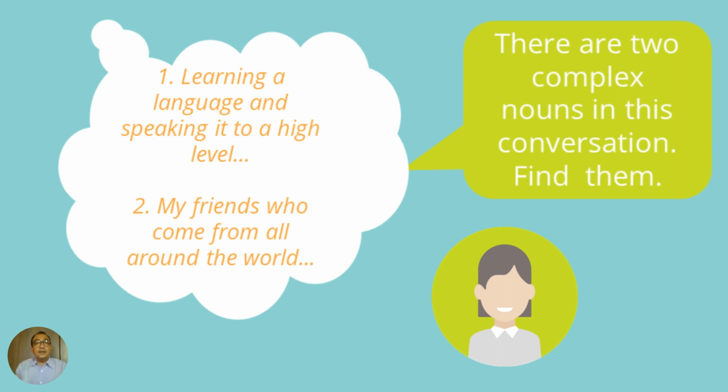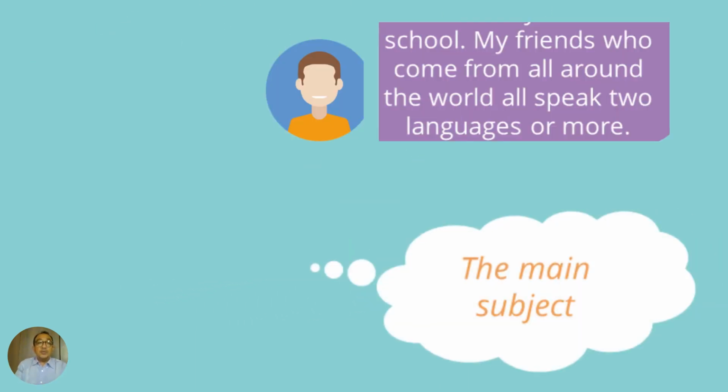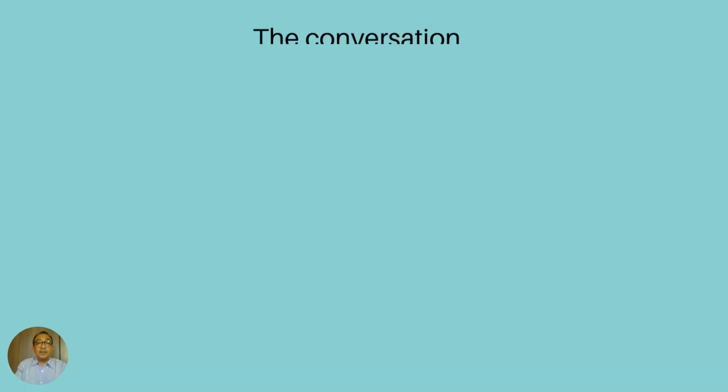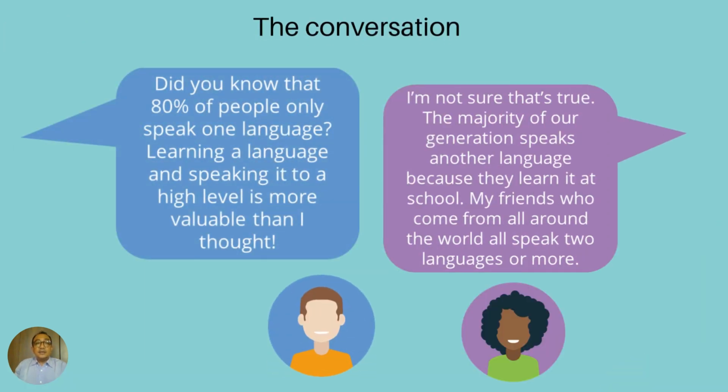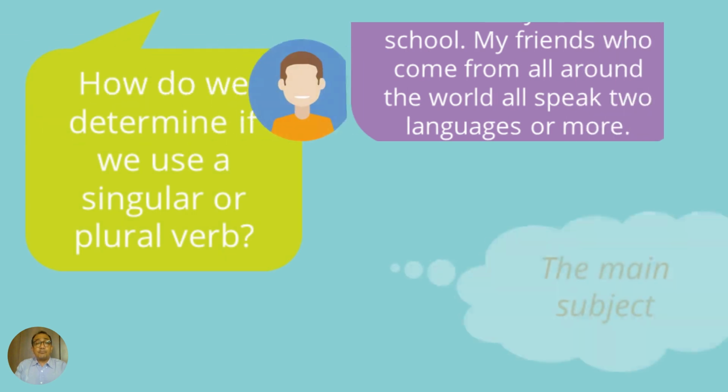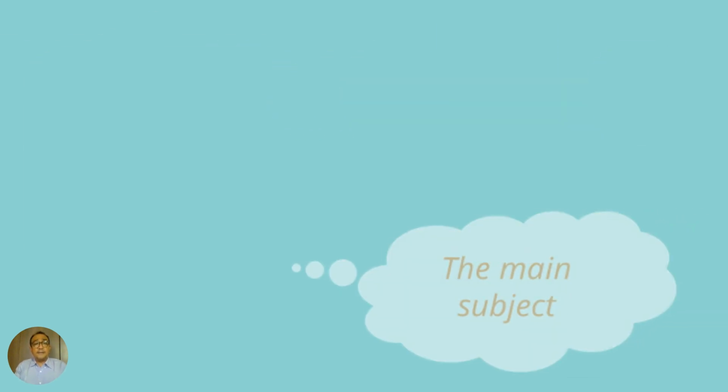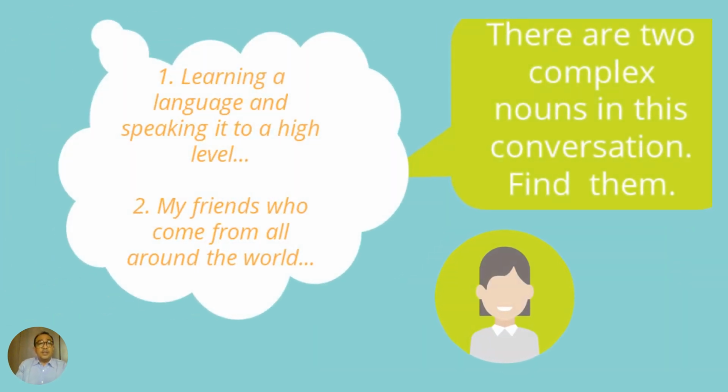The first one is learning a language and speaking it to a high level, because there is automatically more than one subject here, but it is singular. How do we know it? Check it out. Say this, right? Learning a language and speaking it to a high level is not with "are", even though it is with "and", right? So we need to understand that.